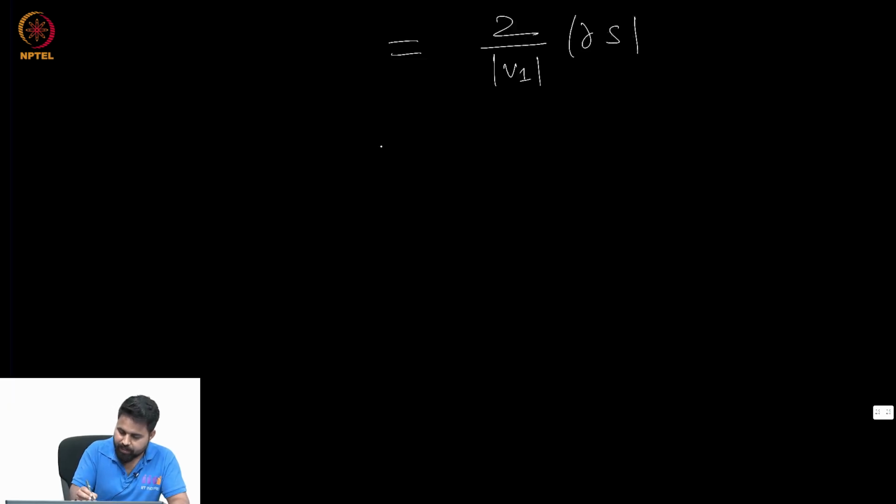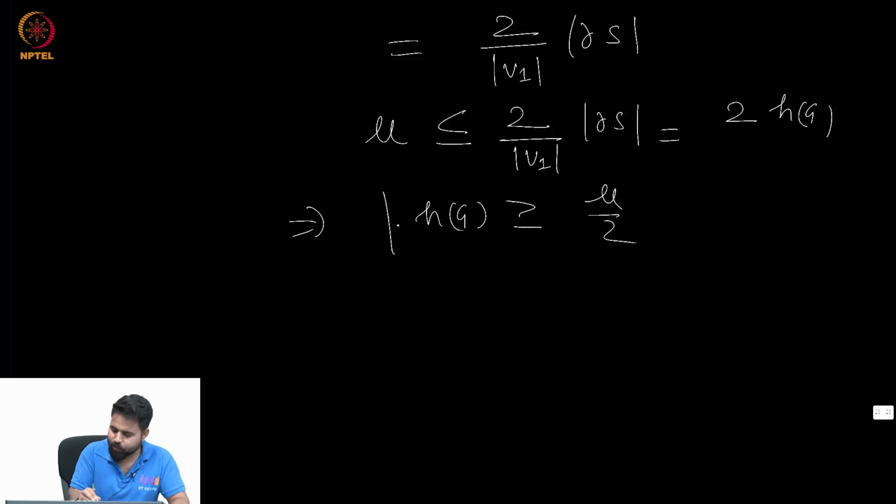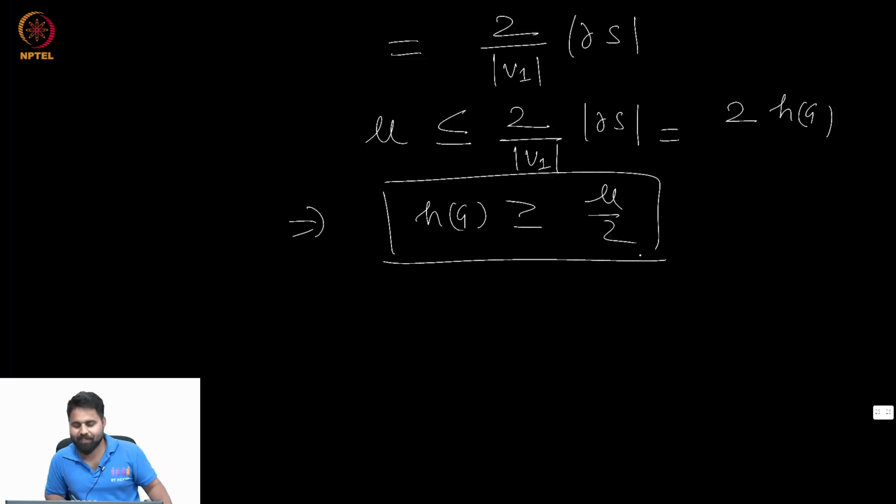So what is our inequality? This mu is less or equal to 2 divided by mod S times mod delta S. And by the way, this number is nothing but h_G. So 2 times h_G. Hence, this implies that h_G is always greater or equal to mu by 2. Very simple proof.